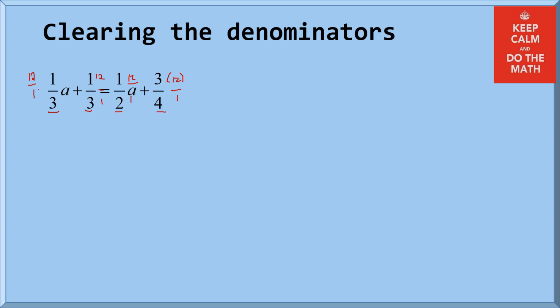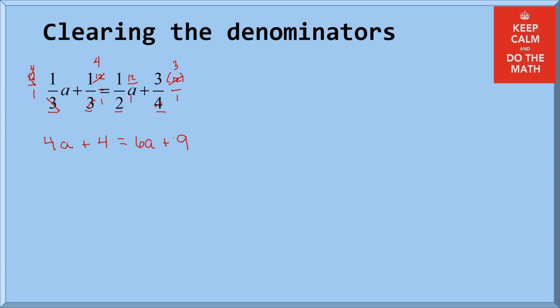You can see that I can reduce this. 3 divides into 12 4 times. So I have 4 times 1, so 4 times a over 1. We don't need to write the 1 at the denominator. Second number, this 3 divides into 12 4 times, so 4 times 1 is 4, and again, the denominator is 1, so we don't need to write it down. Going to the other side, 1/2 times 12, well, that's going to be 6a. And the last term, well, 4 divides into 12 3 times. 3 times the numerator of 3, that's going to make this 9.